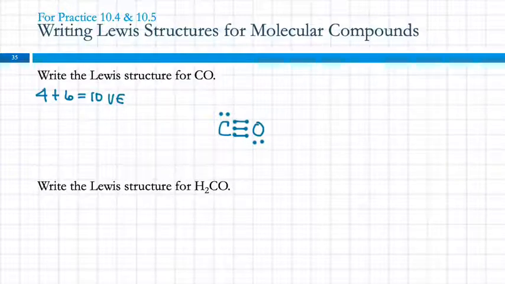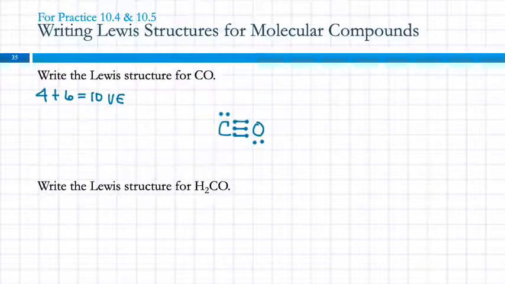And now we have an octet for everybody. For an octet, we're looking at this element. So here's carbon, and we're counting how many electrons are directly around it. So there's this lone pair, that's 2, and each bond is 2. So 2, 4, 6, 8. And this oxygen counts 2, 4, 6, 8. Octets. Good.